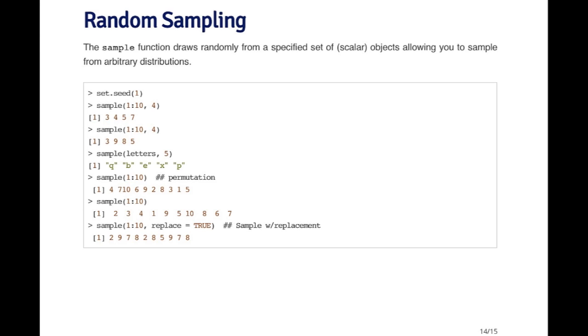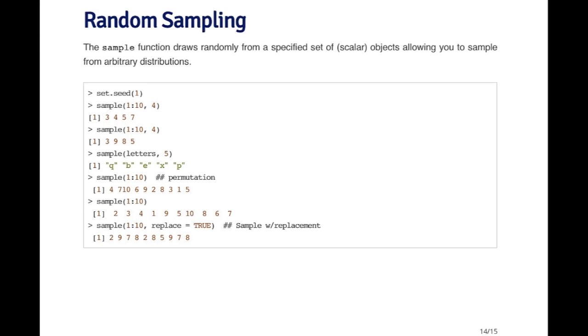So here, for example, I'm going to sample from the integers 1 to 10. So I pass it the vector of integers 1 through 10, and I tell it that I want to sample randomly 4 of them without replacement. So, I'm just choosing 4 random entries from 1 to 10, and here I get 3, 4, 5, 7. If I do it again, I'll get 3, 9, 8, 5. So in this example, I won't get repeated numbers because I'm not sampling with replacement.